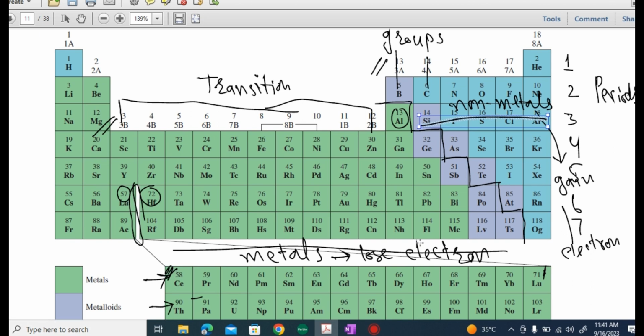So elements 58 to 71 must be placed in between these two elements, whereas the elements starting from 90 must be placed between 91 and 104. You can see this is lawrencium, 103. So these two lines are actually part of this bunch of elements, but due to some change in properties, they are not listed there. But they are still metals. They have a tendency to lose electrons. So this is the simple idea about the periodic table.